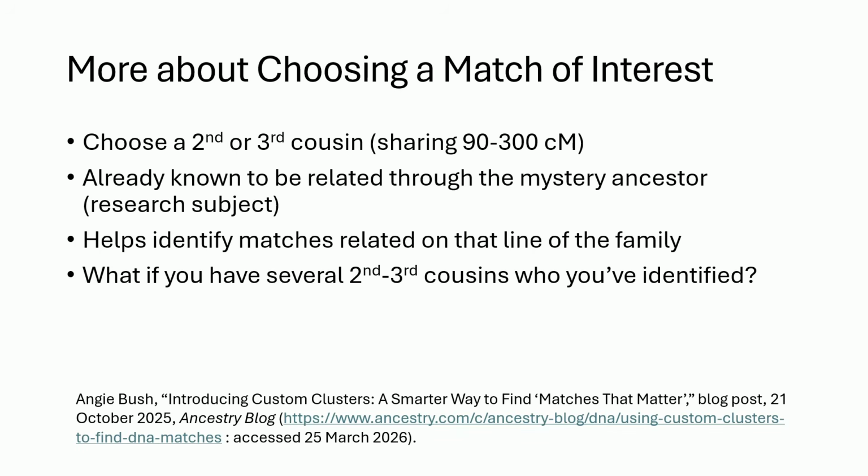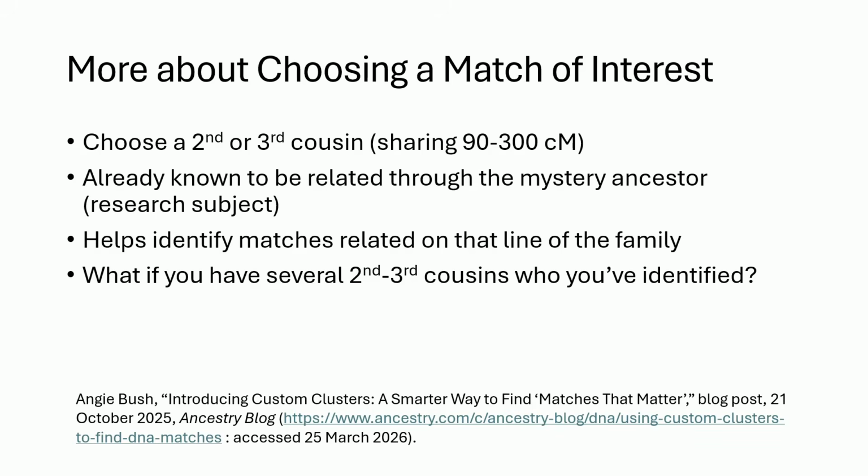So to choose a match of interest, I like the idea of choosing someone between a second and third cousin, so about 90 to 300 centimorgans. And I think the bigger the match, the more shared matches they have, so that's probably a good idea to include someone who shares more. And I want to pick someone who's already known to be related through the mystery ancestor, my research subject, and for me that's George Welch. And so doing this is supposedly going to help me identify matches related on that line of the family.